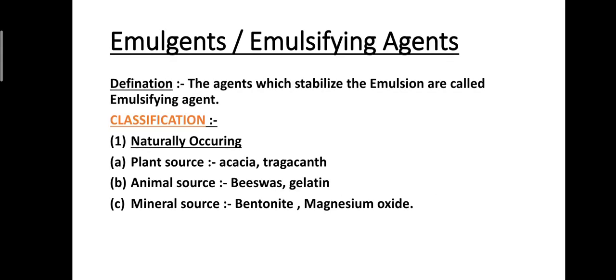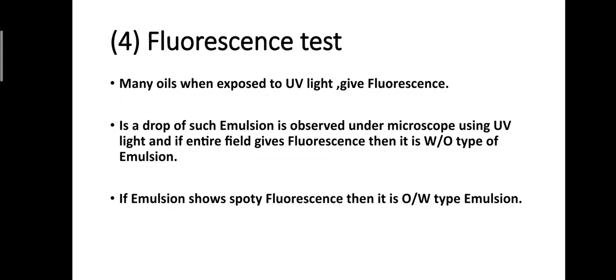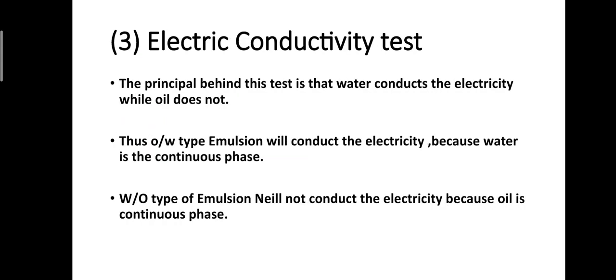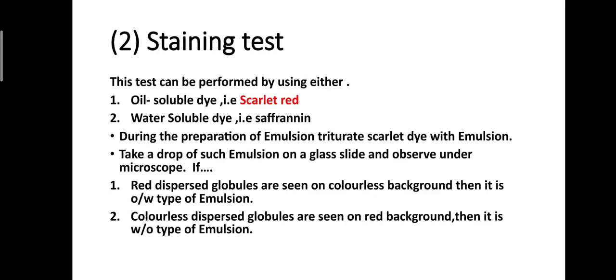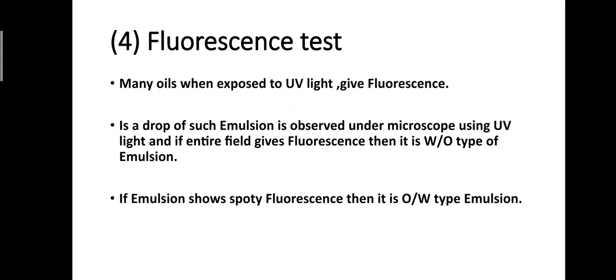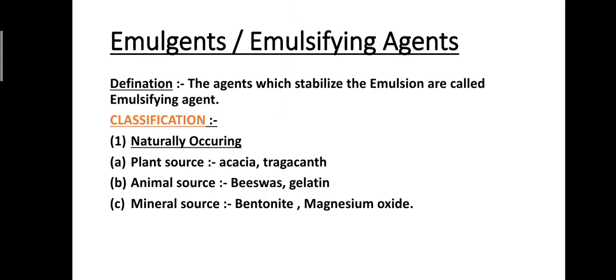That is the fluorescence test. These are the four identification tests of emulsion: fluorescence test, electric conductivity test, staining test, and dilution test. We will see them in detail. Next point, emulsifying agents. Definition: the agents which stabilize the emulsion are called emulsifying agents.